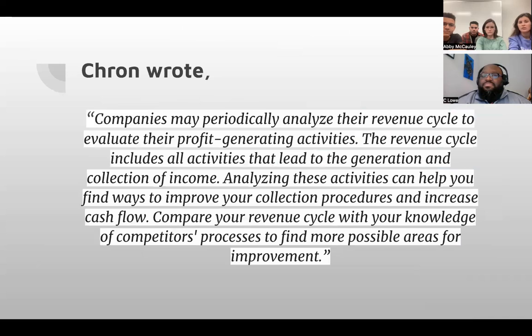So Cron wrote, companies may periodically analyze their revenue to evaluate their profit generating activities. This cycle includes all activities that lead to the generation and collection of income. Analyzing the activities can help you find ways to improve your collection procedures and increase cash flow. This is the incorporation of the controls that we mentioned. Compare your revenue cycle with your knowledge of competitors' processes to find more possible areas for improvement. So that's what we're going to compare Walmart and Target to and see how they're similar and different.